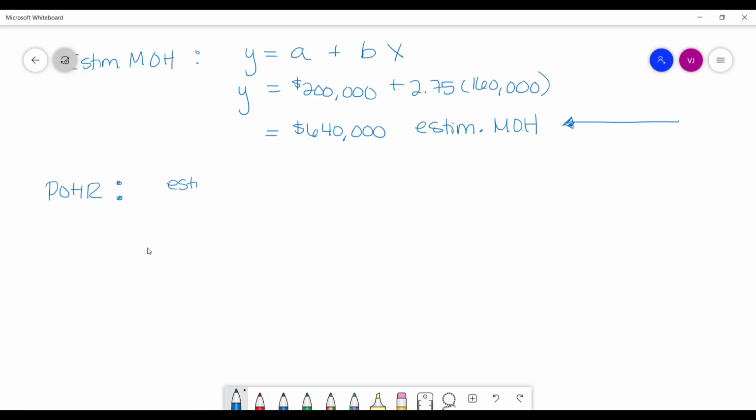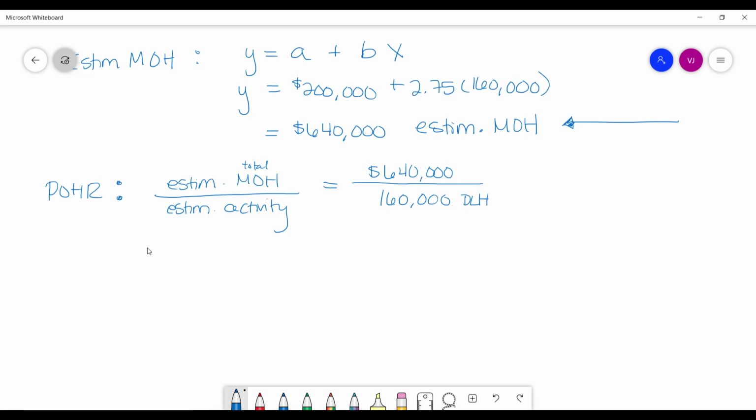Our POHR is the estimated total manufacturing overhead divided by your estimated allocation base or estimated activity. And what's our estimated total manufacturing overhead? We just found that to be $640,000. And what's our estimated activity level? Remember, they anticipated that they're going to need 160,000 direct labor hours to complete or satisfy the production levels for the period.